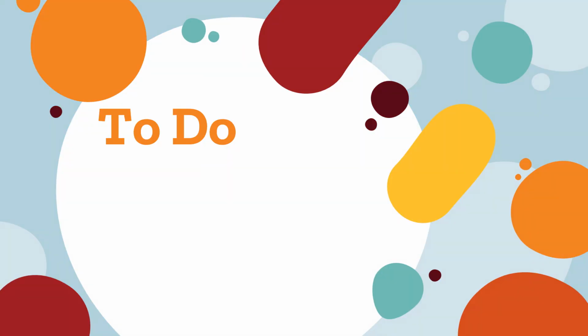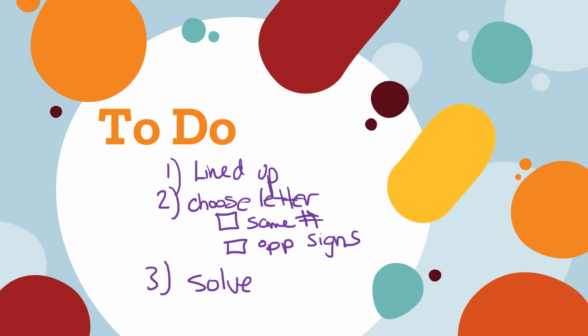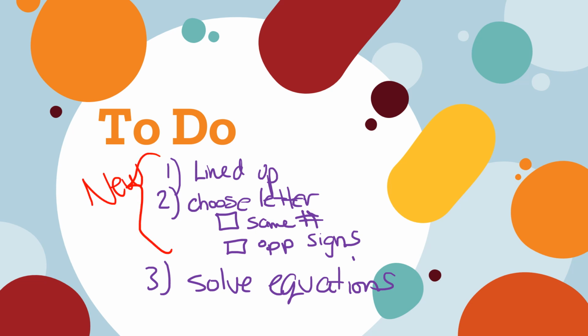Alrighty, let's do a quick little review. We always have to make sure everything's lined up, right? We then need to choose a letter, choose a variable, and we need to make it so they have the same number and the opposite signs, right? That was our goal on every problem. And then step 3, no matter what, we're just solving from there. We need to solve little mini equations. We need to solve for variables. That's old news. This right here, that's the new stuff that we got to keep working on.